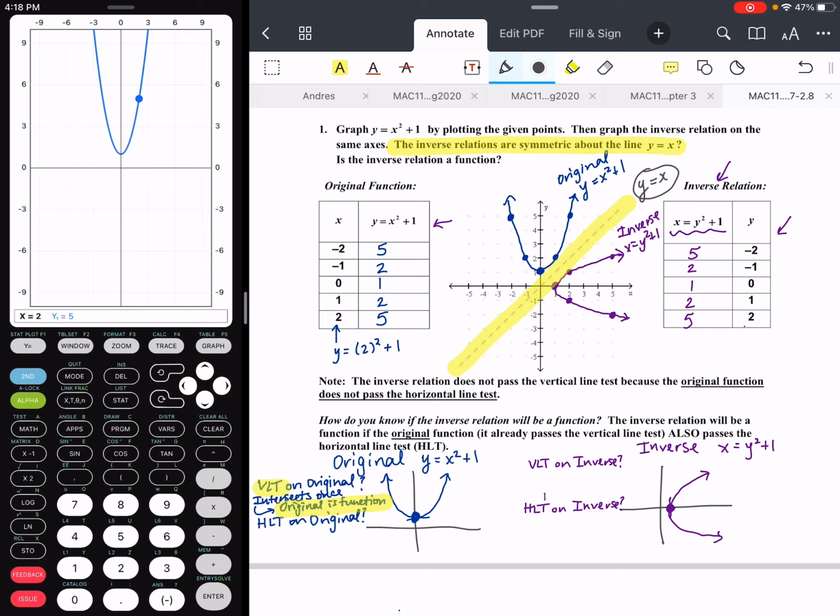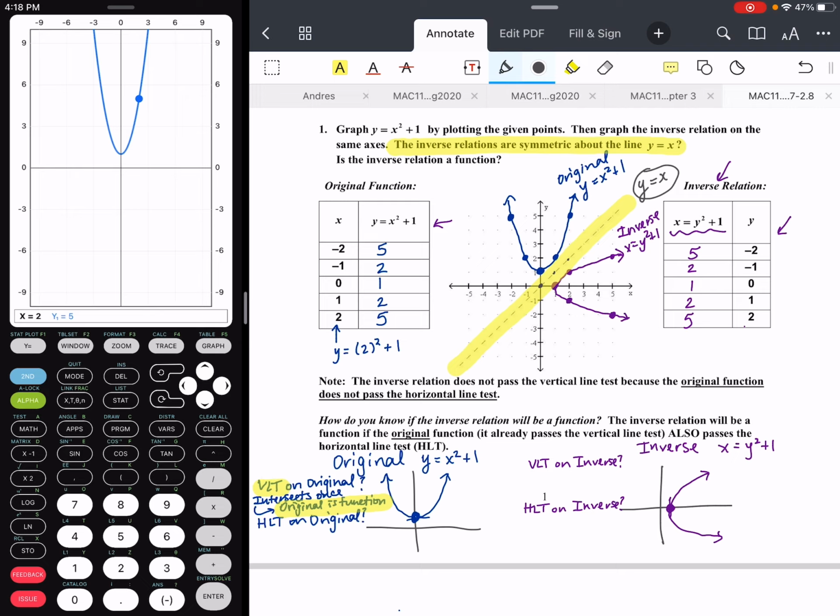Y equals x, if you were going to plot that, which obviously it's already plotted, it goes through 0, 0, where the x and y equal each other. It goes through 1, 1, where the x and y equal each other. 2, 2, where the x and y equal each other. So whenever x equals y, it produces this line with a slope of 1 that passes through the origin. So that's y equals x. A relation and its inverse relation are always symmetric about the line y equals x.